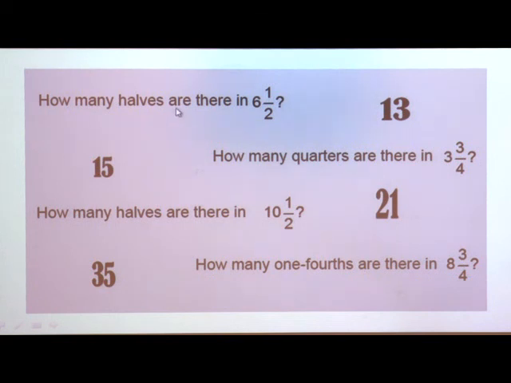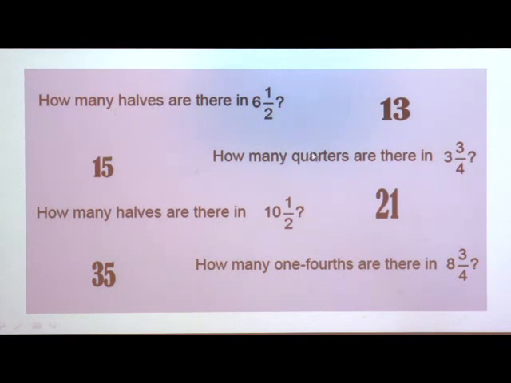How many halves are there in 6 whole 1 upon 2, or we can say 6 and a half? I told you the number of halves will be the double of this, because we had seen on the number line that between two numbers there are 2 halves. So the total will be 12, and this half we have to add. So 13 halves will be there in 6 whole 1 upon 2.